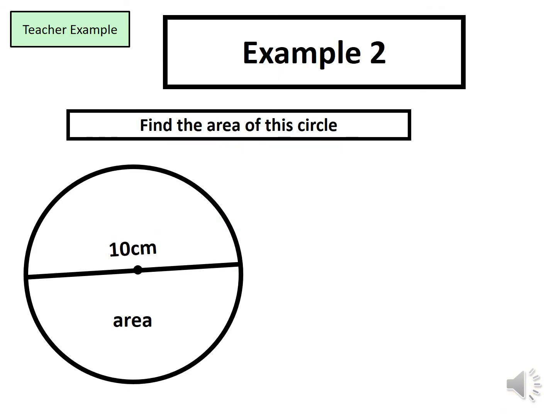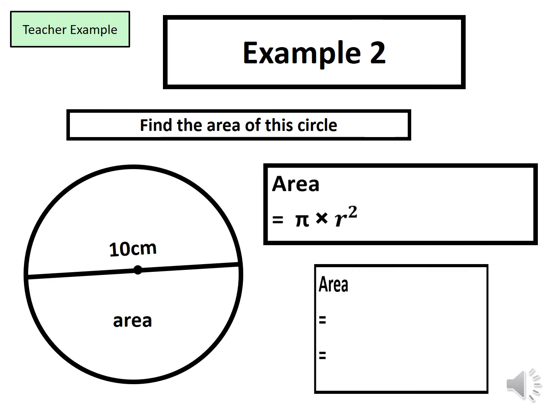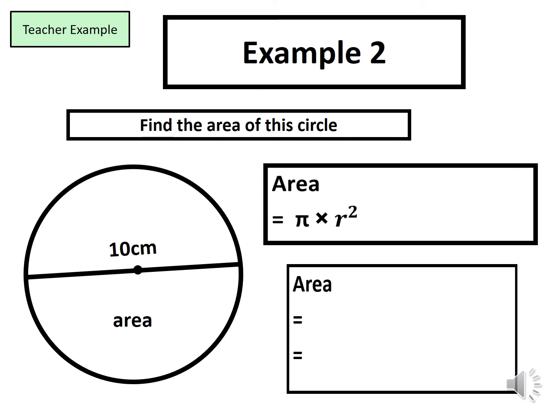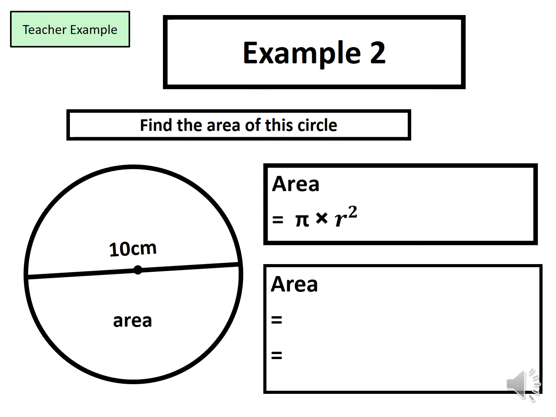Okay, example 2. So the key information we're given here is that the diameter is 10 centimeters. To calculate the area of a circle, we need to know the radius. I briefly explained in lesson 2 and in the beginning of this lesson that the radius of a circle is half the size of the diameter. So if the diameter is 10 centimeters, the radius here will be half of that, that will be 5 centimeters.